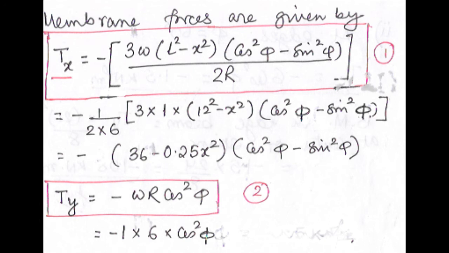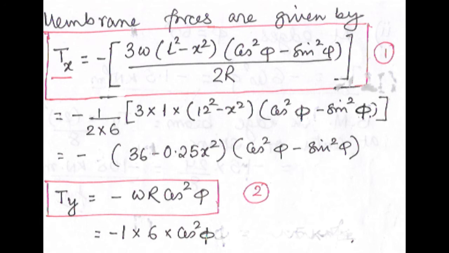So 12 square minus x square, then within bracket cos square phi minus sin square phi. Keep this expression like this. If you simplify, we keep x and phi as they are; we are not doing anything with that. So the final expression we get is (36 − 0.25x²)(cos²φ − sin²φ).